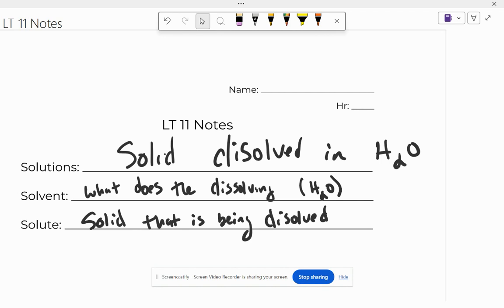We're not going to really get into that, but we're going to talk about this thing called concentration. A solution is anything that's a solid that is dissolved in water. The solvent, this is kind of a fancy word, is what does the dissolving. So usually it's water. And then the solute is what is being dissolved.